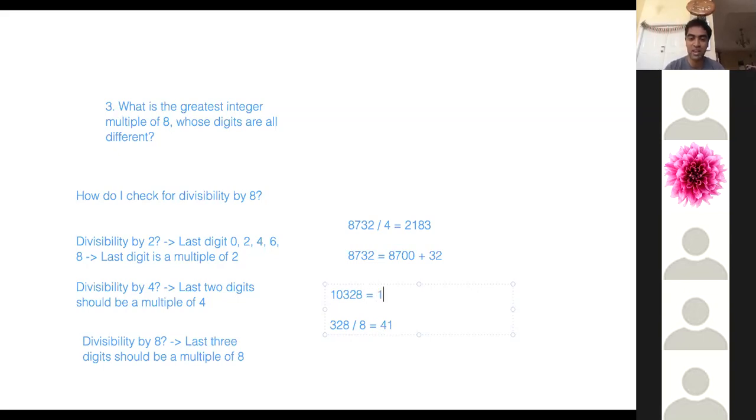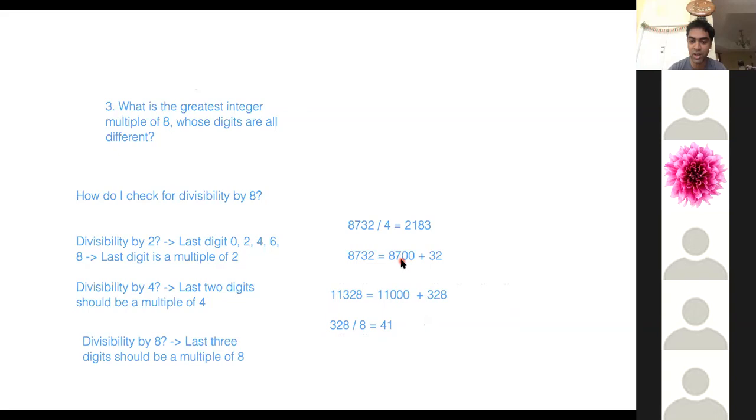And let's try it the same way that we just did. Actually, let's just change this to 11,000, because this is a better example. 11,000 plus 328. The same idea here. Is 11,000 a multiple of 8? So it's the same idea here.